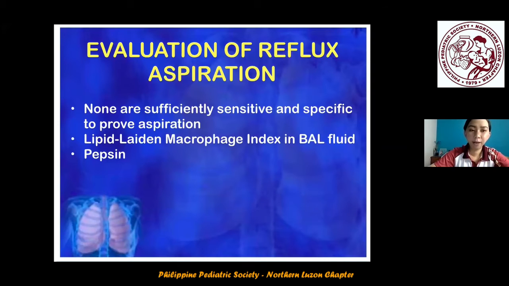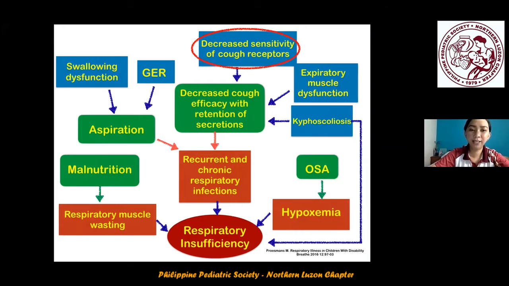So another important factor contributing to aspiration is the decreased sensitivity of cough receptors. We all know that a poor cough cannot adequately clear lower airway secretions and protect against aspiration. And this also needs to be addressed.